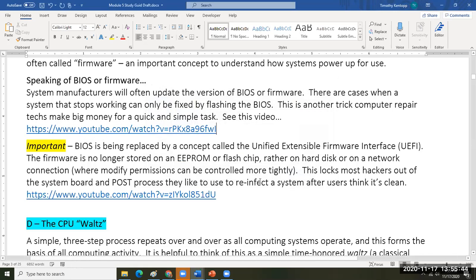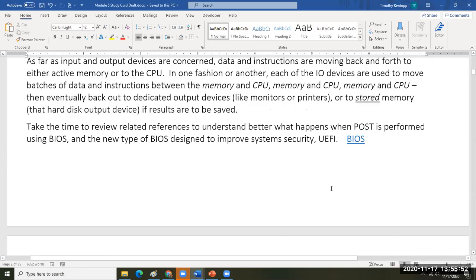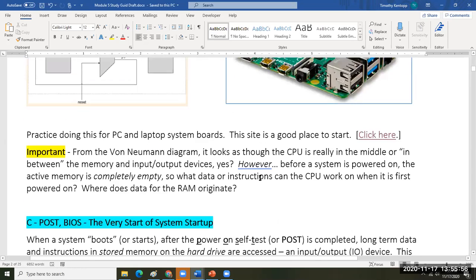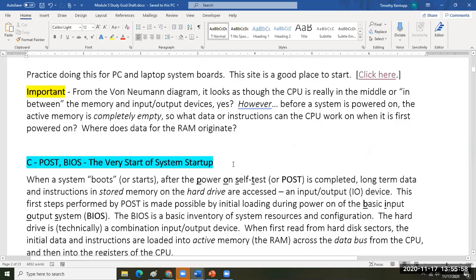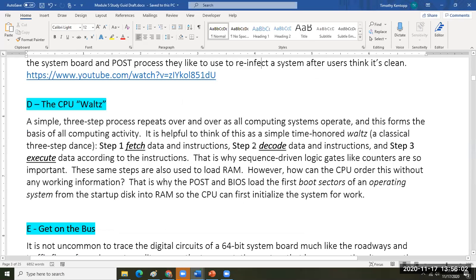There, now it's showing. Okay, what's another basic operation that's consistent regardless of how fancy, how advanced computer architecture systems become? What's another common denominator? The CPU waltz. Once the CPU starts operating, it has a waltz, a 3-step dance.